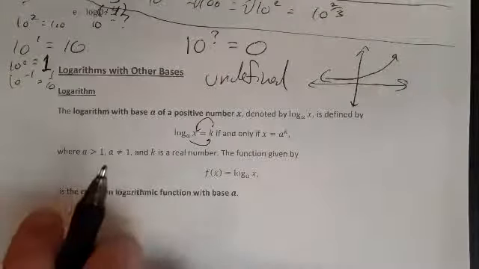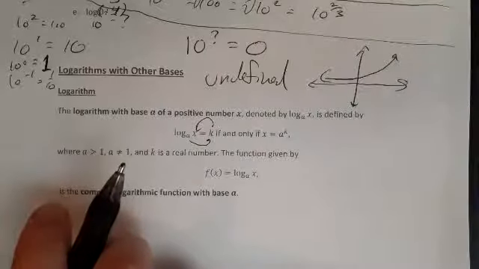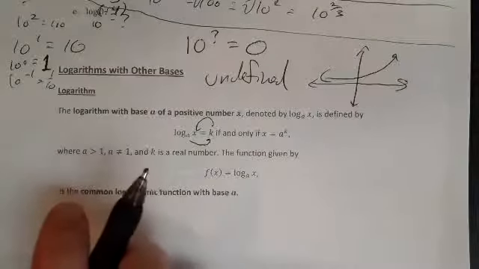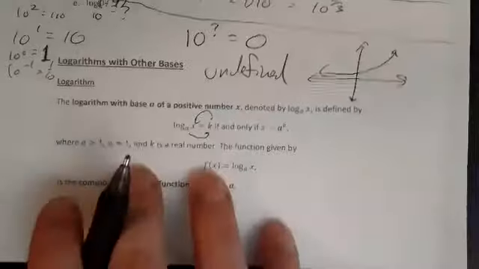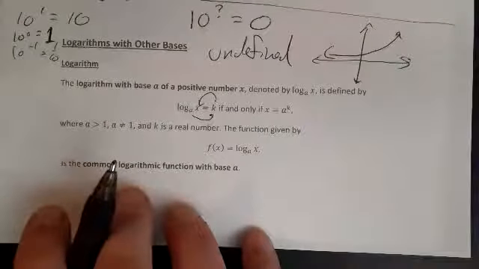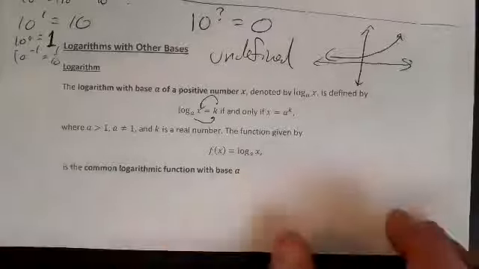A is greater than 1. And K is a real number. And so this is a common log with a base of A. And so probably not a lot you can do with that. You're just looking at symbols.